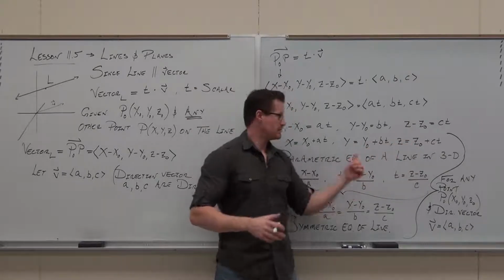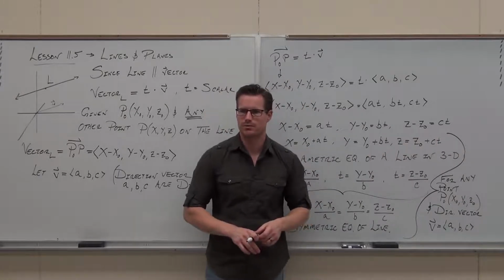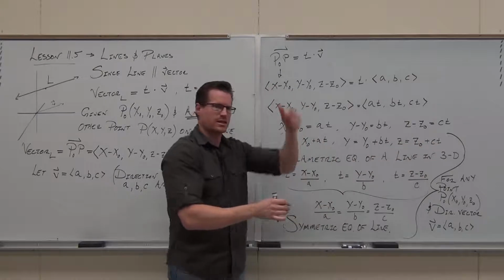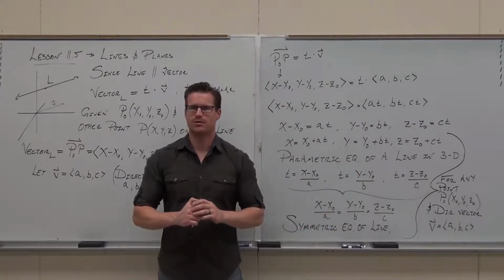Take the vector, add some scalar multiple of it until it hits the point. That's what we're doing, really. We're taking a vector, multiplying by a scalar, raising it, and going through that point. That's the idea. And now, if you're okay with the idea.